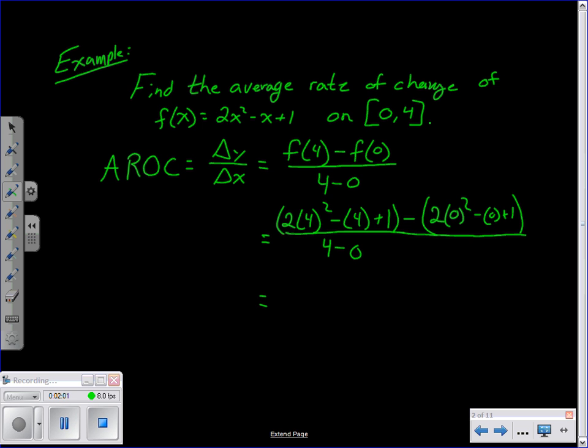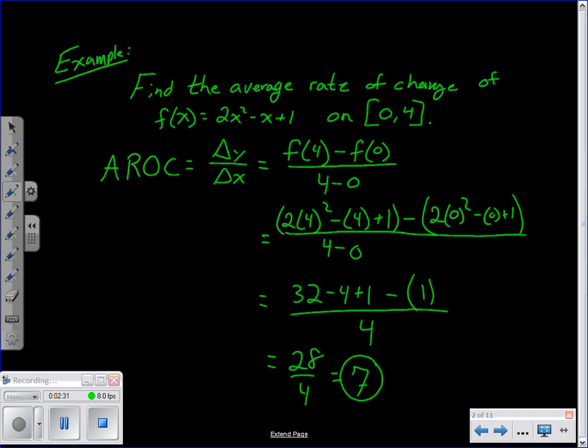Calculating this, 4 squared is 16, and 16 times 2 is 32, minus 4 plus 1, minus the quantity 0 squared is 0, 0 times 2 is 0, minus 0 is still 0, plus 1 is 1. All of that's divided by 4 minus 0, which is 4. 32 minus 4 is 28. 28 plus 1 is 29. And 29 minus 1 is 28. So I end up with 28 over 4, which we all know is 7.